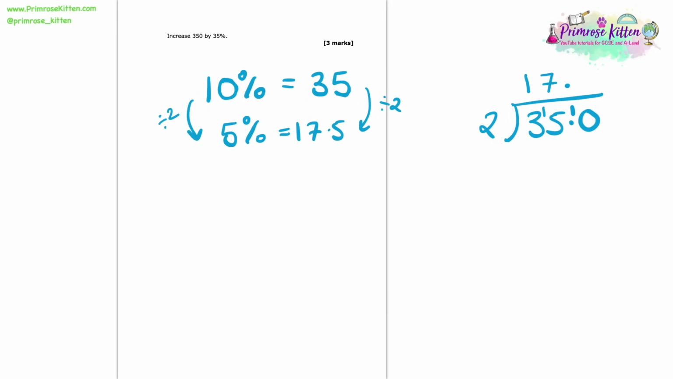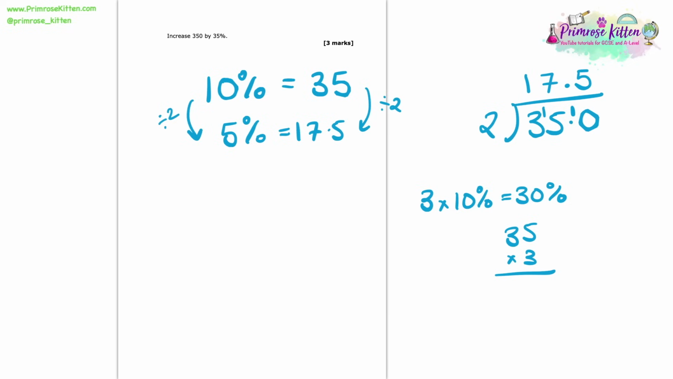And then I'd say how many 2's go into 10? So I'd get 5. So then that's where the 17.5 comes from. So now we know what 10% is and we know what 5% is. We're well on our way to working out what 35% is. Because we can say that 3 times 10% gives us 30%. So if we do 35 times by 3, we will now know what 30% is.